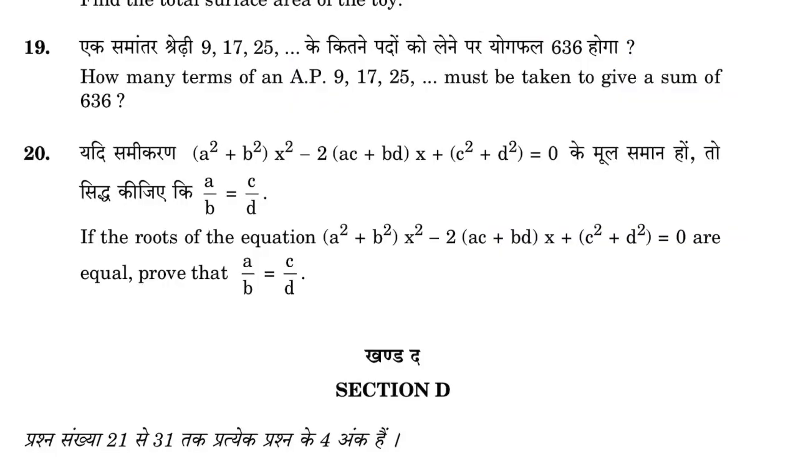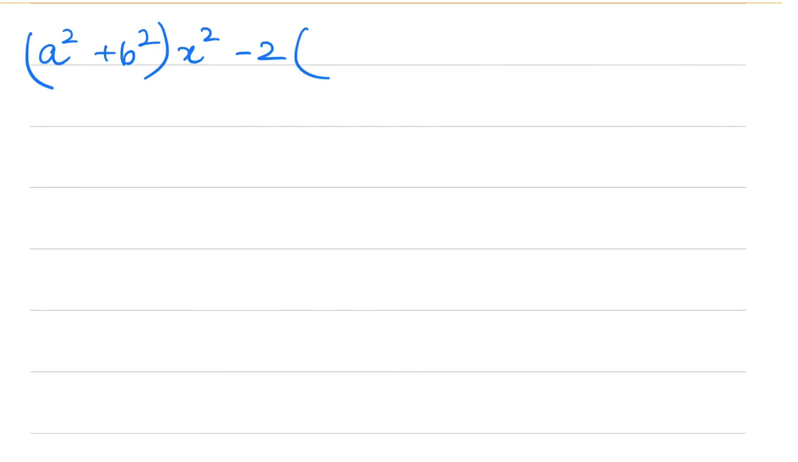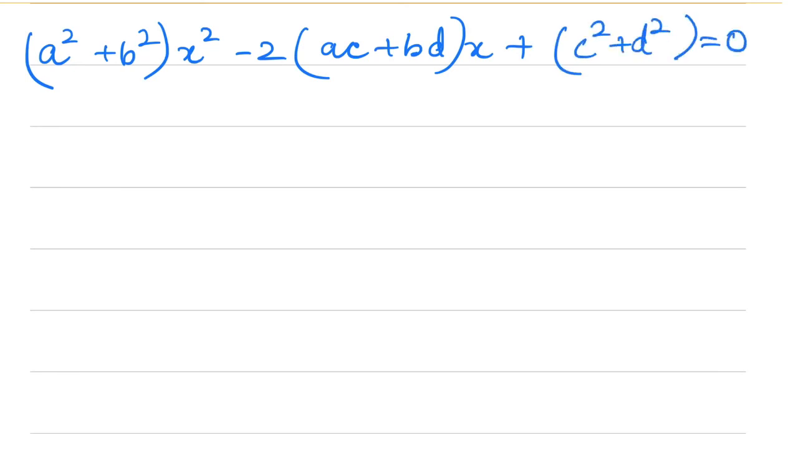Question number 20. In this question, we are given a quadratic equation as (a square plus b square) into x square minus 2 into (ac plus bd) x plus (c square plus d square) is equal to 0. And we are given the roots are equal. And we have to prove a by b is equal to c by d.